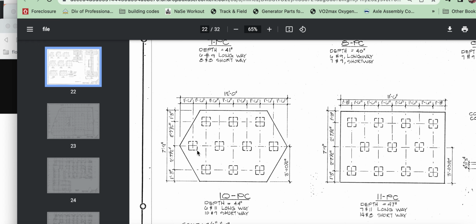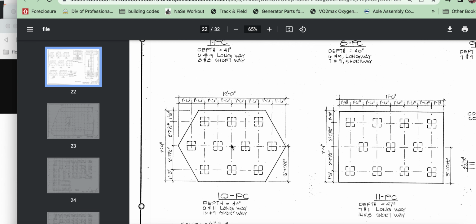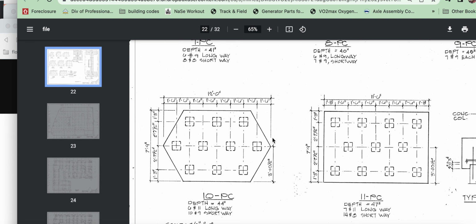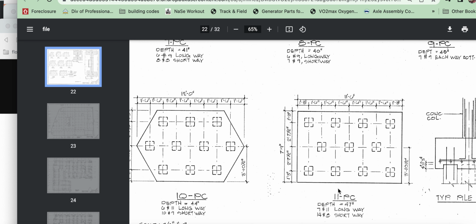All right, here's a 10 piece. So there's 3, 6, 9, 10. Okay, and you load it again from center. All right, and this is the shape of the pile cap. This shape here. And there's a shape here of 11 piece.